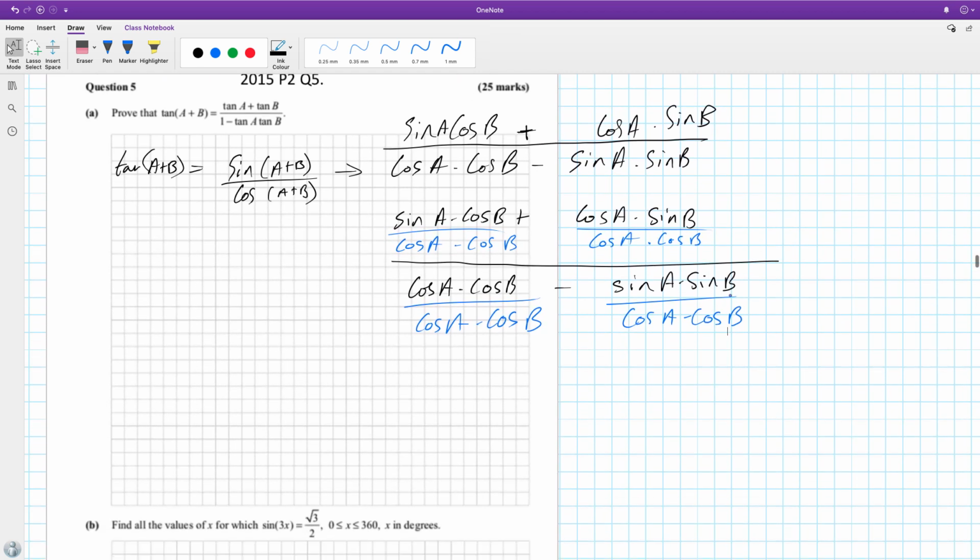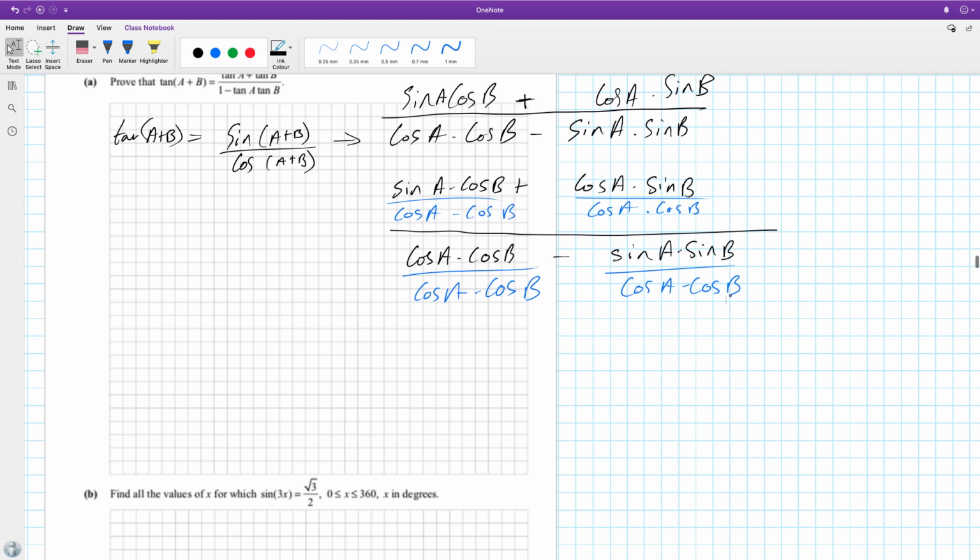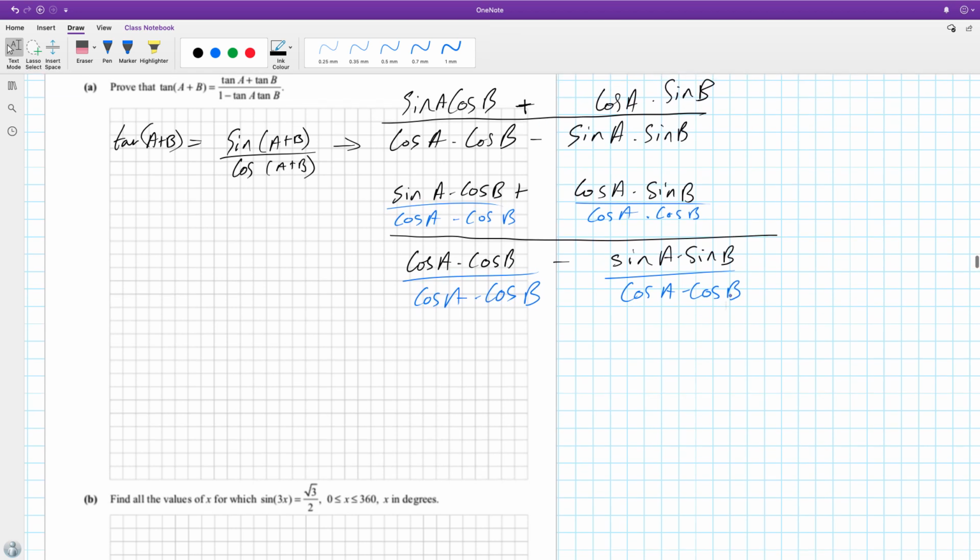2015, paper 2, question 5. Yeah, not a nice one at all.